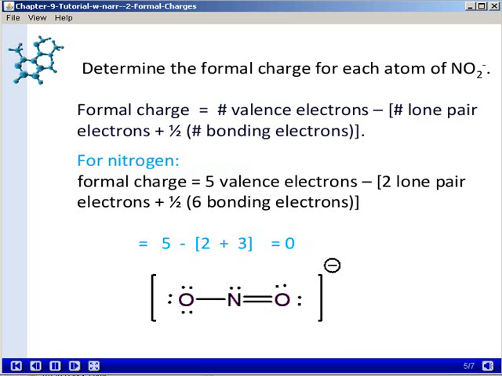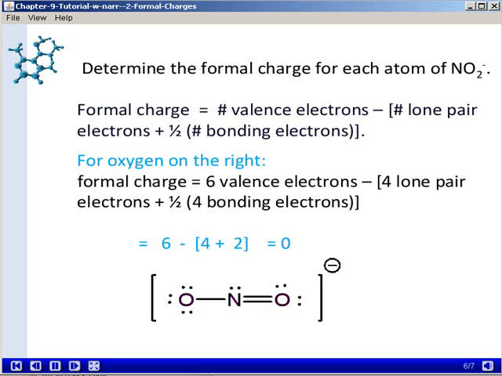For the nitrogen atom, the formal charge will be equal to the number of valence electrons for nitrogen, which is 5, minus the 2 lone pair electrons, a lone pair above the symbol for nitrogen in this structure, plus half of the 6 bonding electrons. We've got a single bond on the left and a double bond on the right. That's 6 electrons total. We're going to take half of that and add it to the number of lone pair electrons subtracted from the valence electrons. So we end up with 5 minus 5, giving us a formal charge for nitrogen, the central nitrogen atom.